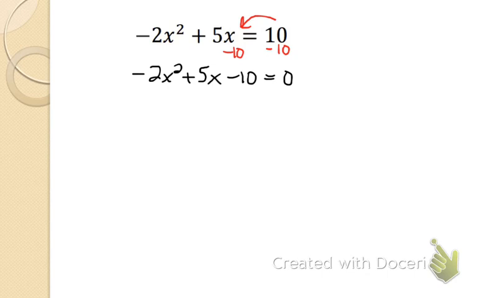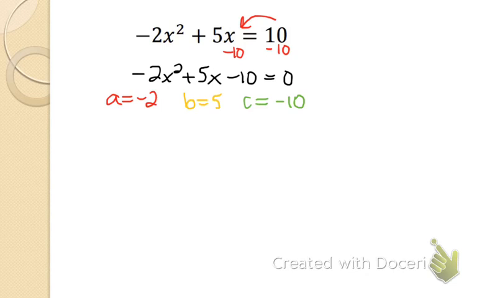Now, you might notice that in this problem, our leading coefficient is negative. In the previous methods, I had told you, let's try to make this positive as much as we can. We don't want it to be negative. Well, since we're using the quadratic formula, guess what? Whether it's positive or negative, it does not matter. So, the value of a is negative 2. The value of b is 5. And the value of c is negative 10.